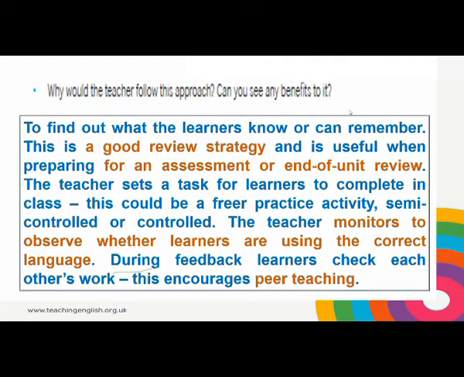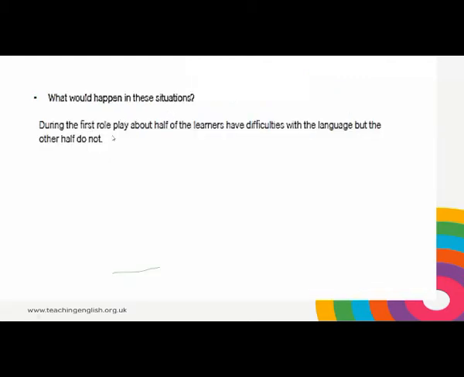Okay, so let's move to what would happen in this situation. During the first role play, about half of the learners have difficulties with the language, but the other half don't. You wanted to use the TBL as a teach test, and you found that after the first test, half of the learners have difficulties in this lesson and the other half know the lesson very well. So what will you do?